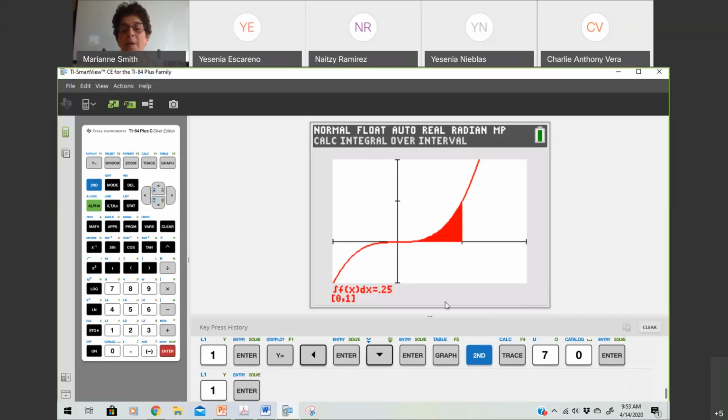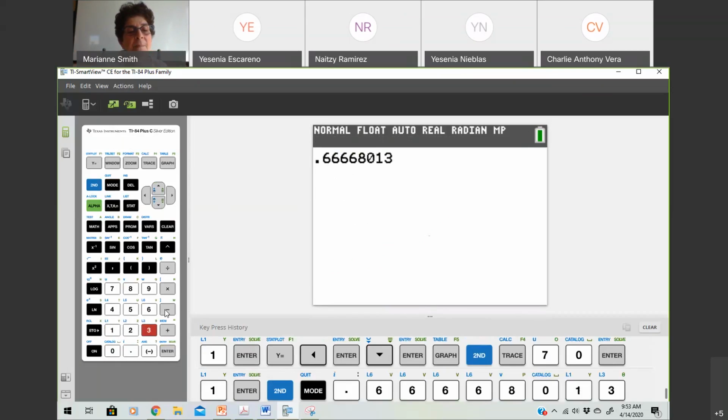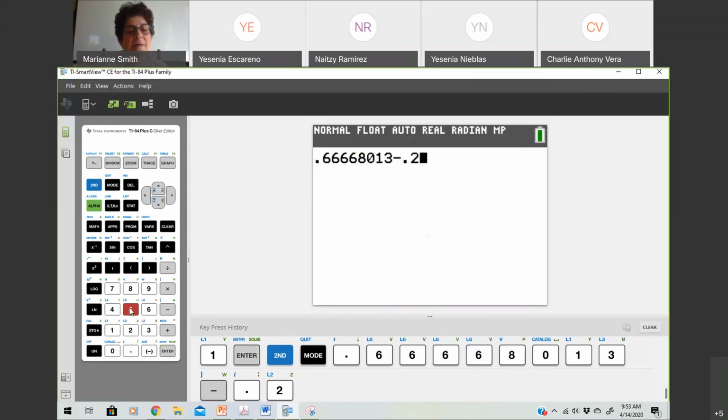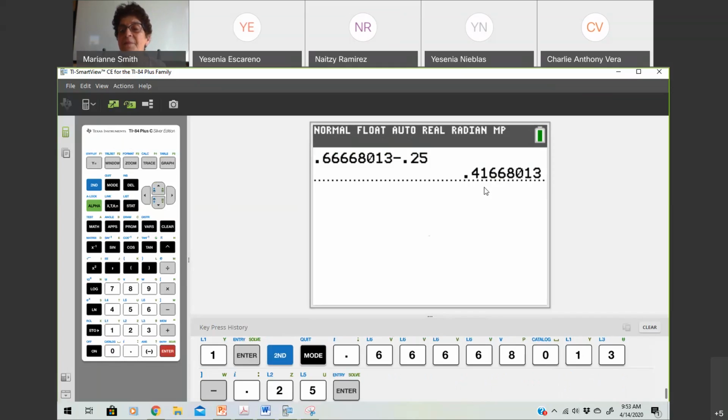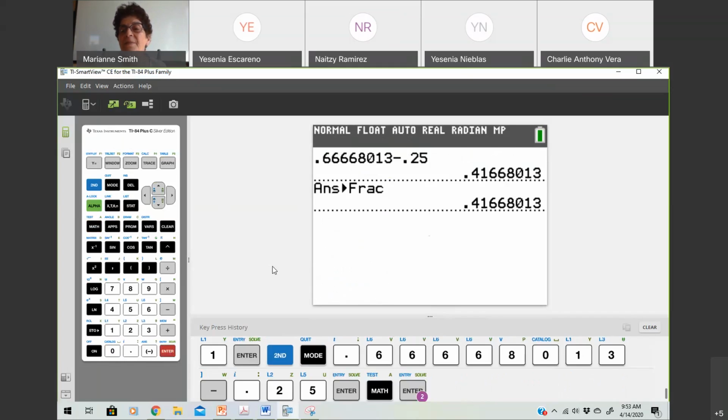Okay, so now I have to do some clunky math. I have to get out here and type in the value that I got for the first one, which was 0.66668013 minus 0.25. Again, you can see I get this. I don't think I'll be able to math frac it, but I can try. Nope, it still says that.